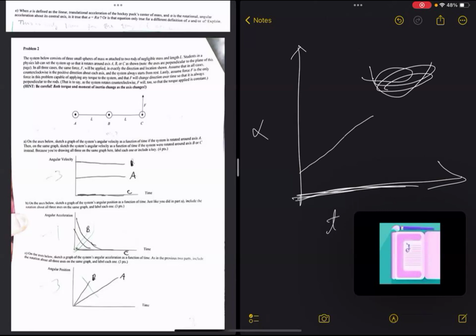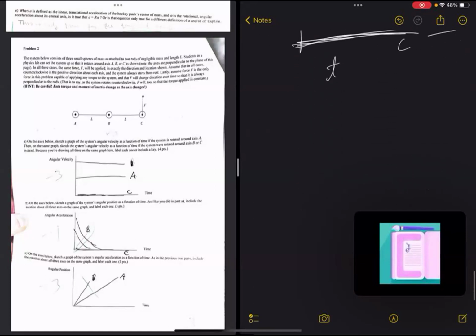Now, please give me the reasoning behind your answer. Well, it wouldn't be parabolic because there's no reason why it would go down. There's no reason why it would become positive and then become negative.